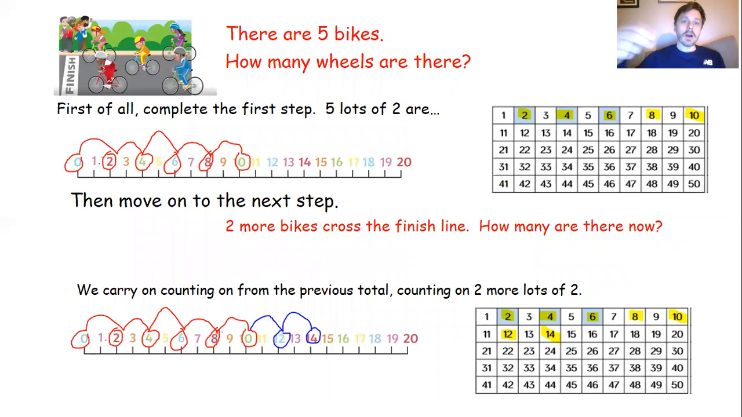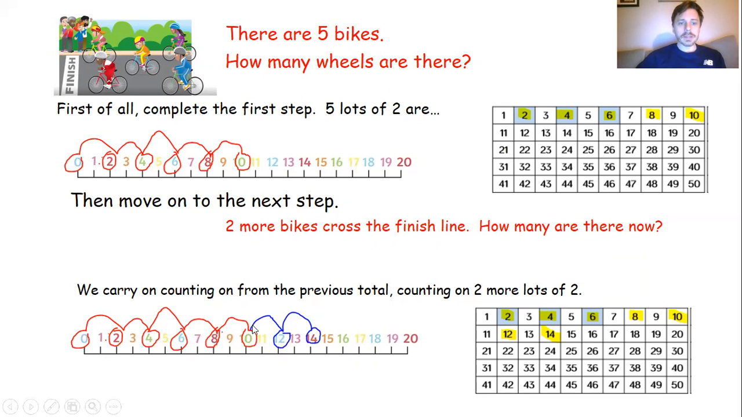You need to know that 5 lots of 2 are 10, but it says 2 more bikes cross the finish line. So 2 more bikes come along and go across. They join that 5. So what you need to do is from that previous one, you can see we landed on the number 5 lots of 2 were 10, and then the 2 more jumps of 10 on top of that. Okay, 2 more additional jumps of 10.